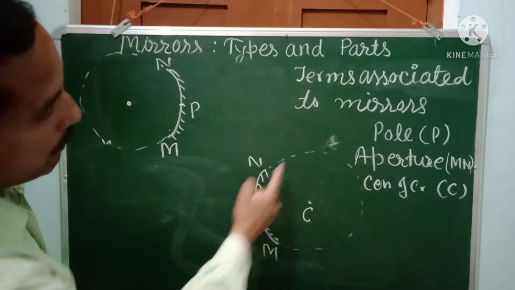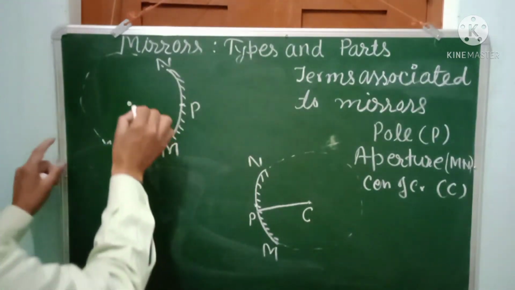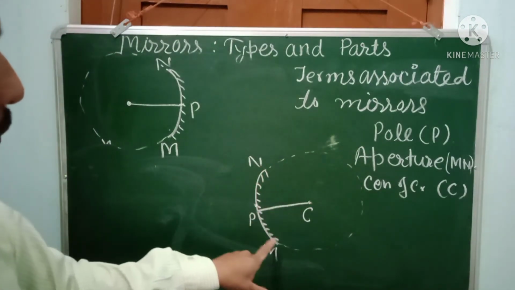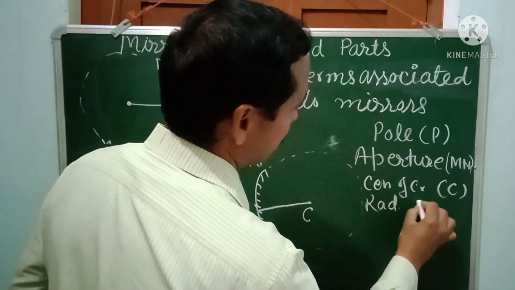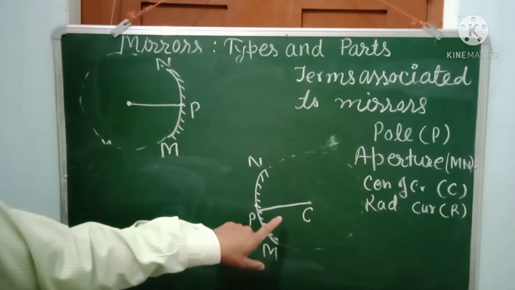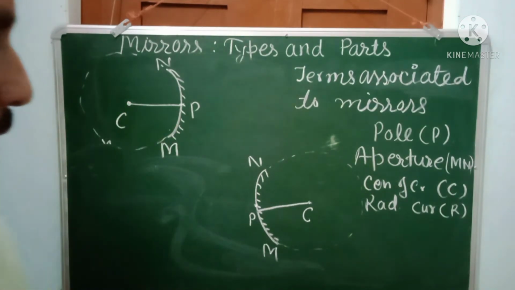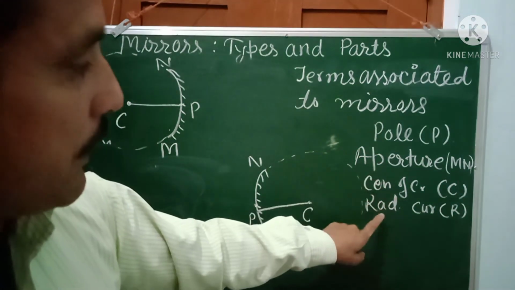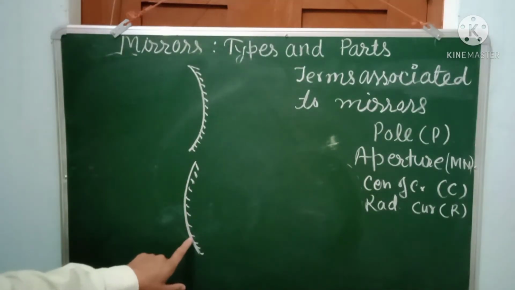Now, fourth part. This mirror is the part of this hollow sphere and it has a radius. The radius of the sphere whose part is the mirror is called radius of curvature, R. The distance between P and C, pole and center of curvature, is called radius of curvature. These are four parts: pole, aperture, center of curvature, radius of curvature. Again, this is concave mirror, convex mirror.